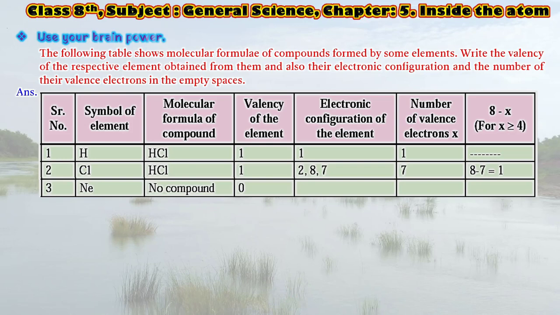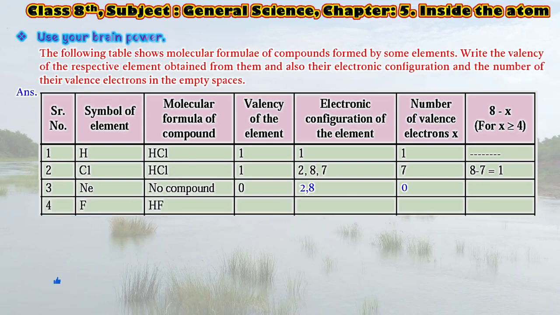Electronic configuration of the element is 2 and 8. Number of valence electrons X is 0. Symbol of element is capital F. Molecular formula of compound is HF. Valency of the element is 1.